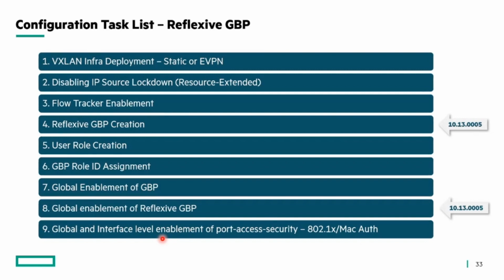Next comes the configuration task list for the reflexive GBP. The workflow remains the same for the other things. Apart from that, we will enable the VXLAN infra first. It can be either static or EVPN. And we will create the GBP rules and then the policies, and associate those policies to the rules. And we will enable this reflexive GBP feature globally as well. So these two configurations are newly added as part of the 10.13 release.